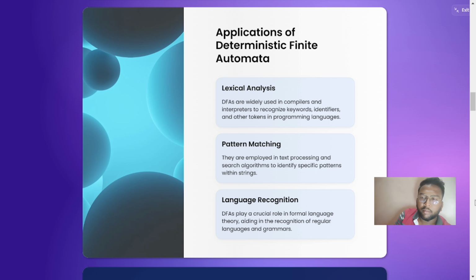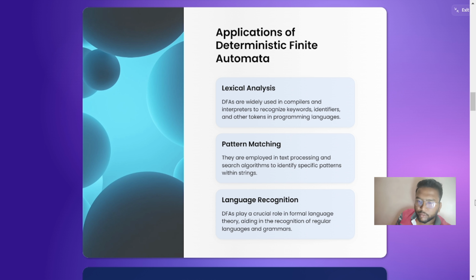Coming on to the other application of DFA, language recognition plays a crucial role in formal language theory, aiding the recognition of regular languages and grammars. For example, Grammarly is a platform that recognizes the language and corrects the grammar. In this case we use deterministic finite automata to give the appropriate results.